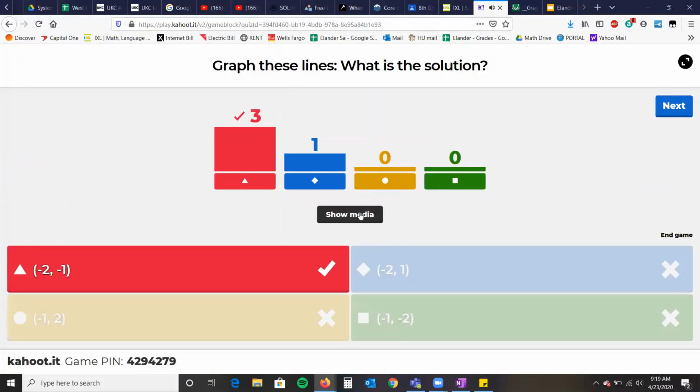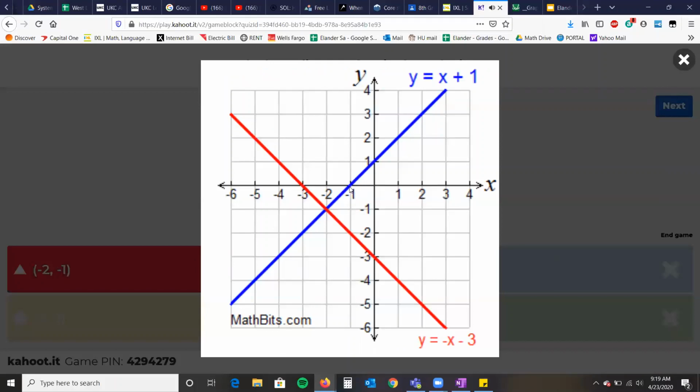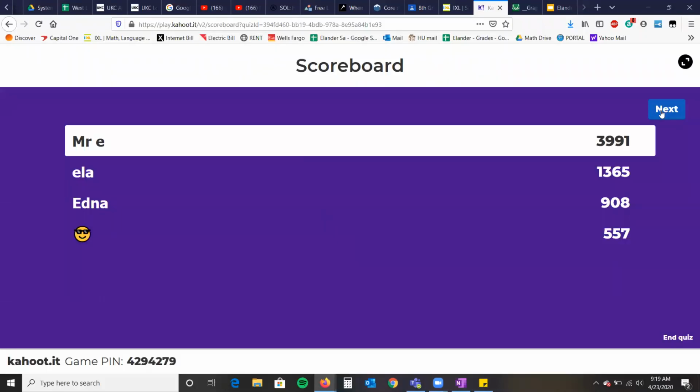Alrighty. Good job. So -2, -1, that's our solution, because it works for the blue line and it works for the red line. Good job.